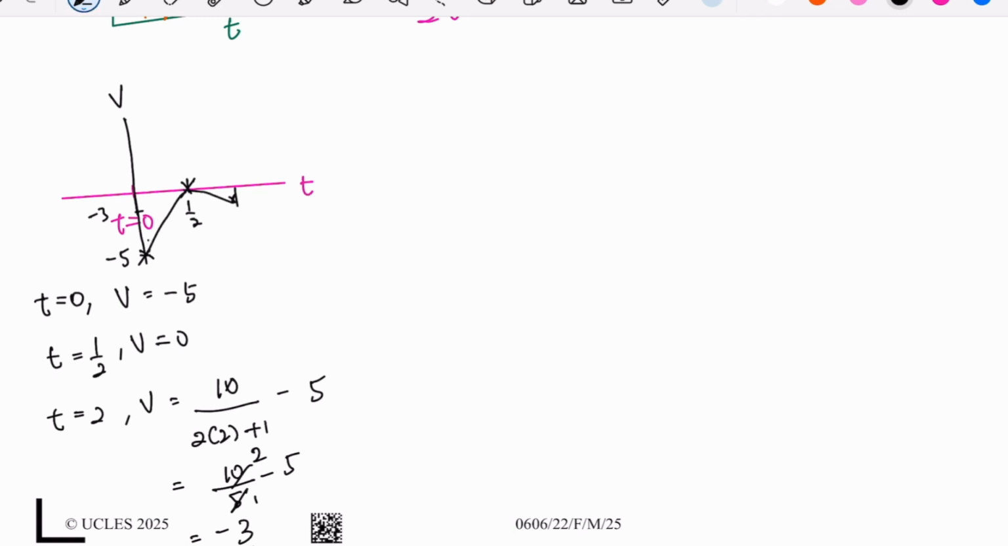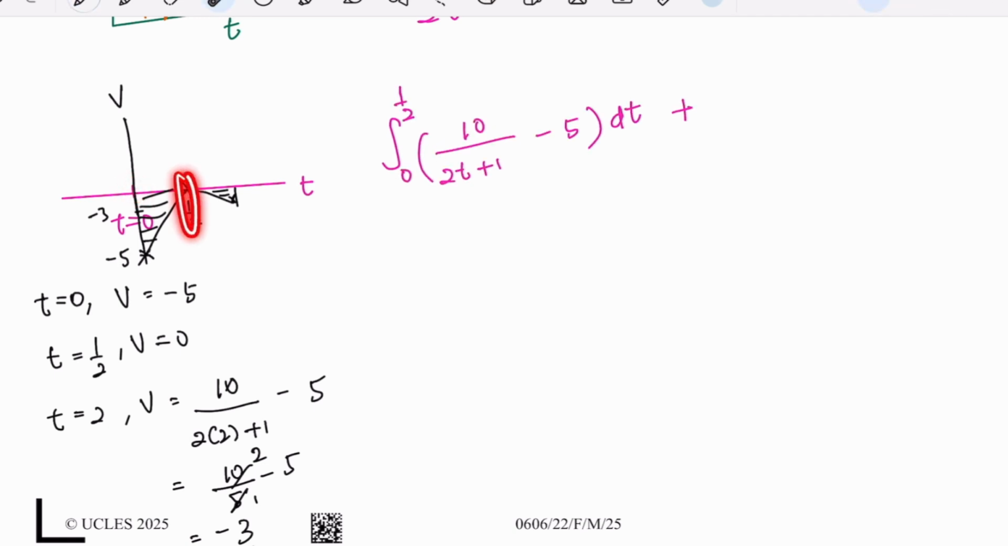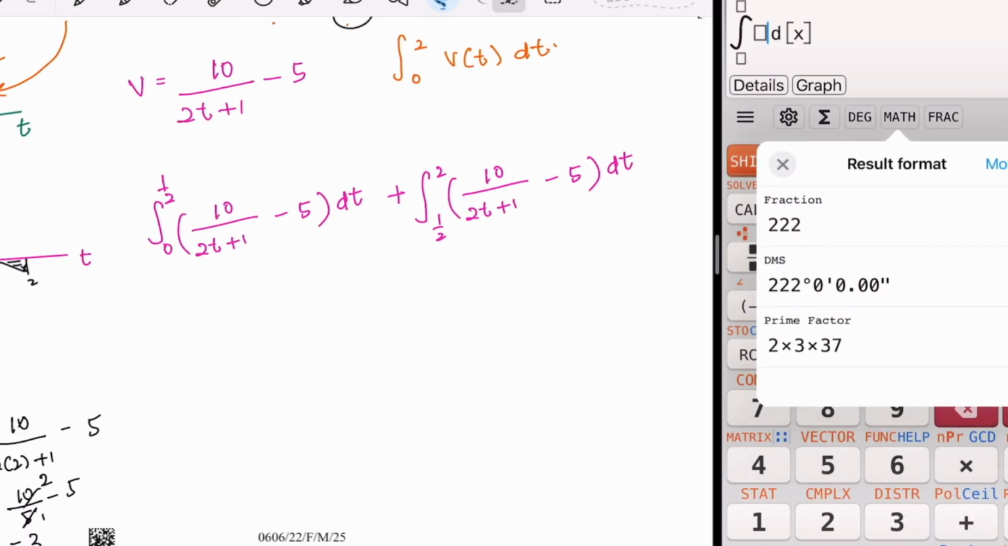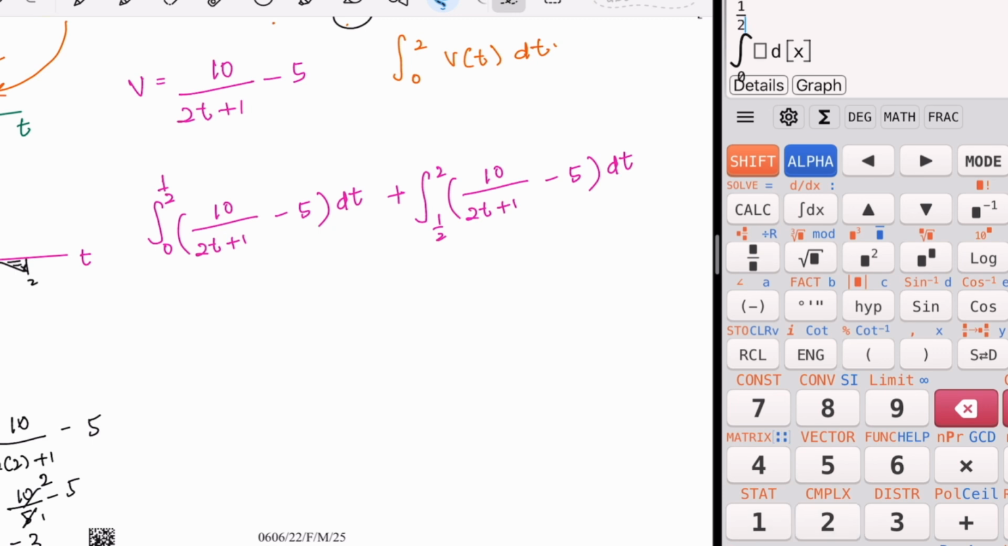Now to find the distance, we need both of these areas. When we do integration, it will be from 0 to 1 over 2 of the function, plus this region, the integration from 1 over 2 to 2. Integration from 0 to 1 over 2 of 10 over 2t plus 1, minus 5.